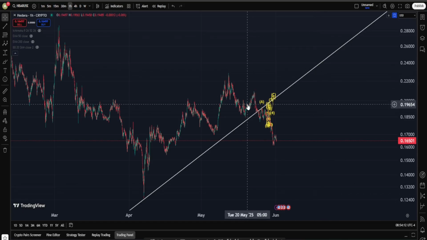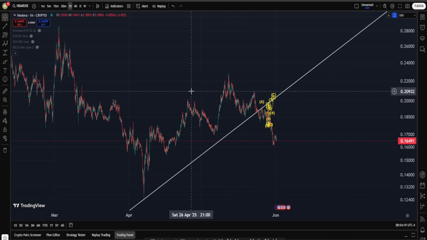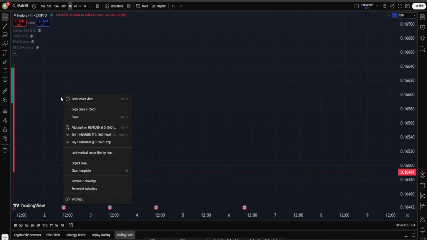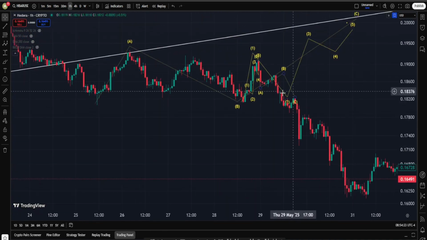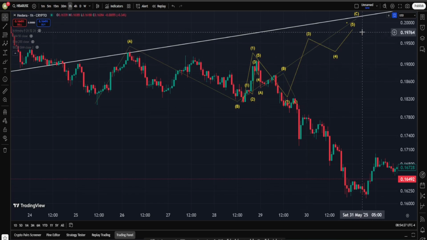Okay, hi everyone, welcome back, and in this update we are going to check out Hedera's price chart, and unfortunately I don't think that I have good news for you. Why is that? You see, in the previous video we were right in here, and the idea was maybe in the short term we are going to have a 1-2-3-4-5 wave up.